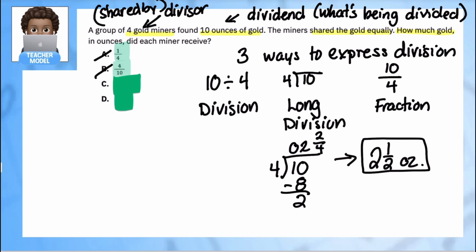Let's look at the next one. 2 2/10. So I get the 2, like we had a 2 in our answer as well, but we did not have 2 tenths left over. We did have a 2 left over, but we don't go 2 over 10. So that doesn't make sense.